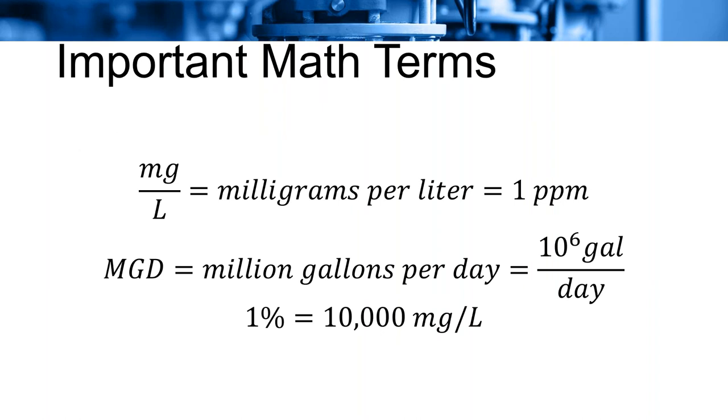So some important terms to understand. First, we're going to want to talk about concentrations. This is typically represented as milligrams per liter, and a milligram per liter is also equal to one part per million, or one ppm. Another concept that we typically get into is million gallons per day. This is important because we use it to convert, especially with our ppms. It can be represented as an MGD or as 10 to the sixth, which is a million gallons over days as a fraction. I'd also like to note that 1% is equal to 10,000 milligrams per liter, which is a concept that also comes up for concentrations and math problems with milligrams per liter.